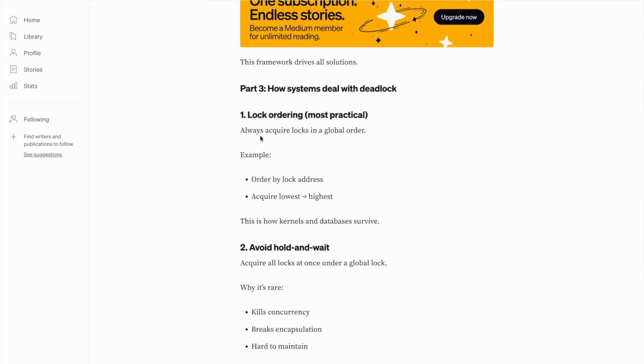So how should systems deal with deadlock? There are multiple ways. First is lock ordering, which is very practical. Always acquire locks in a global order. For example, order by lock address and acquire from lowest to highest. This is how kernels and databases survive. They never get into a deadlock situation because they use this lock ordering.